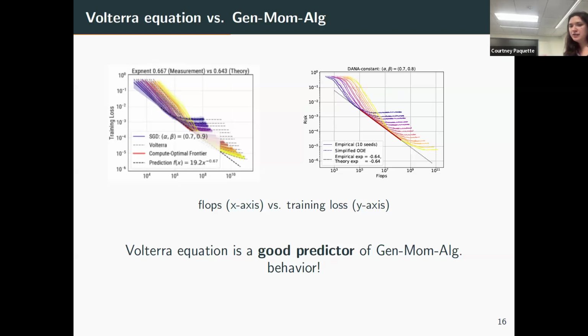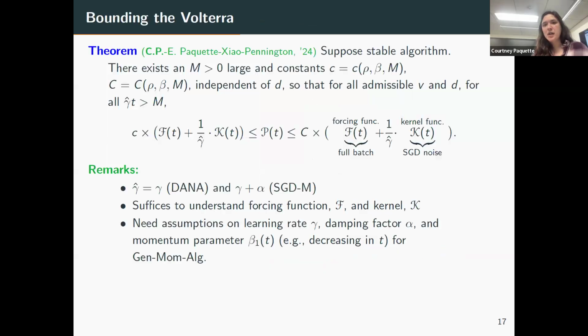Okay. And like I said, you can do this with or without dropping the products, and they still all match. Then you can estimate your loss. So you can show that your loss is really just some constant times F plus K on both sides. The only difference here is what this 1 over gamma hat is. For Dana and SGD, it's just your gamma. For SGDM, it's like gamma plus alpha for the relationship. Okay.